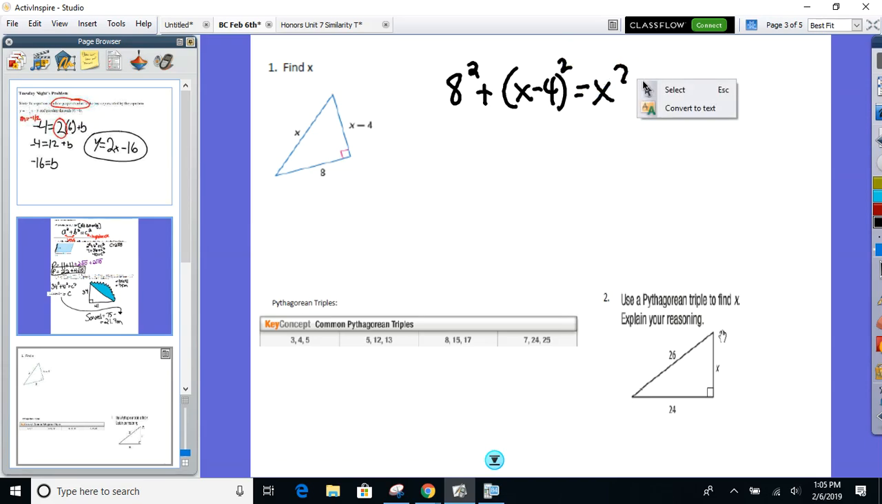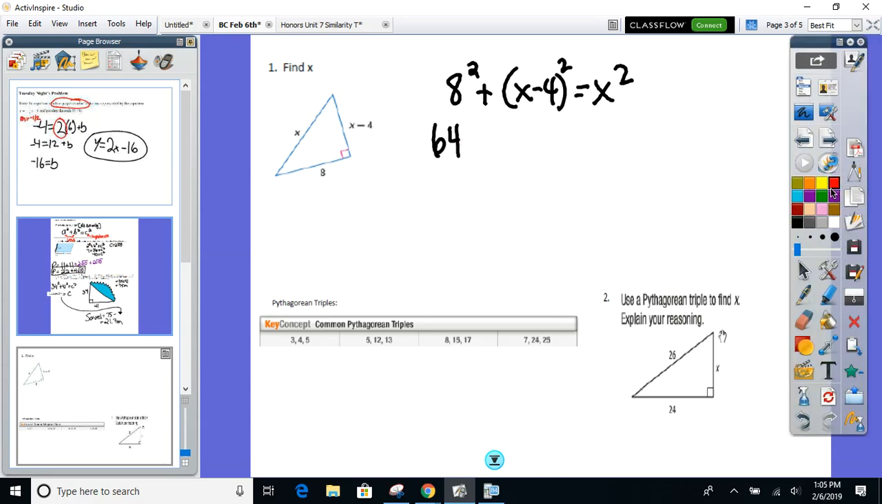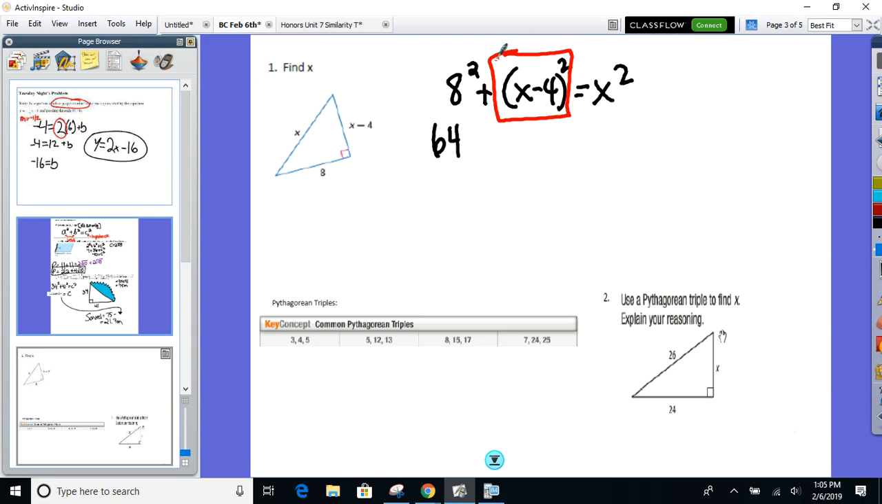Nice job. All right, guys. 64, that's not a big deal. Here's where I start cringing. How are you going to attack this beast here? What is your game plan to defeat that beast right there? Because it better not be distribute the 2. Come on, act like you've been in algebra before. Square everything in there, like x squared plus 16? Not x squared plus 16.